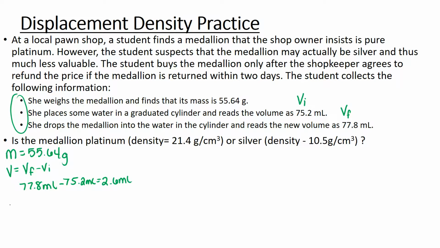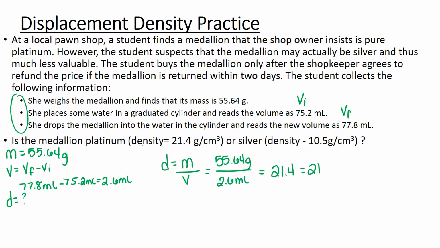Okay, so we need to find density so we can compare it to these two to figure out what it is made out of. We have density is m over v, so much like the problem before, we're substituting in our mass, 55.64 with 4 significant figures, and we have a volume of 2.6 milliliters with only 2. When we divide this, we get an answer of 21.4, or essentially 21 with significant figures, and nothing cancels. We get grams per milliliter.